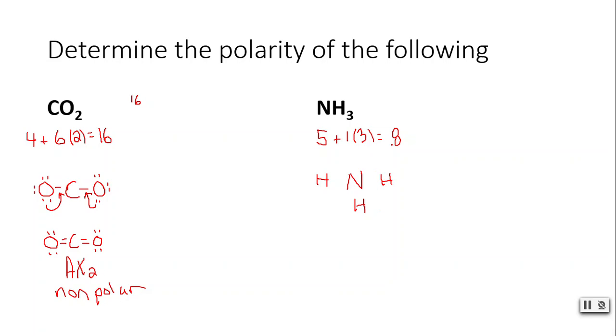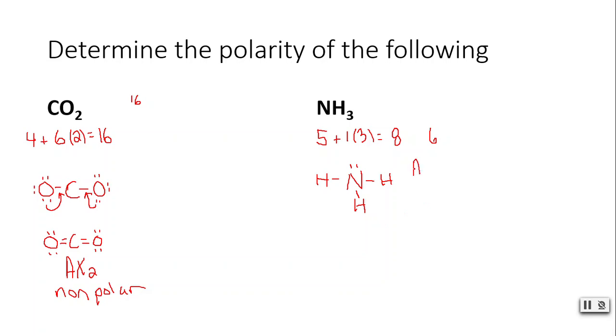Start to distribute my valence electrons by doing single bonds first. 2, 4, 6. I've used 6 of my 8 valence electrons. Complete octets on outer atoms. Well, that's hydrogen. It wants a duet, so it's happy. But I have 2 more electrons that I need to place. Any extra electrons go on the central atom, in this case, nitrogen. 7, 8. So that is my Lewis dot structure for NH3.